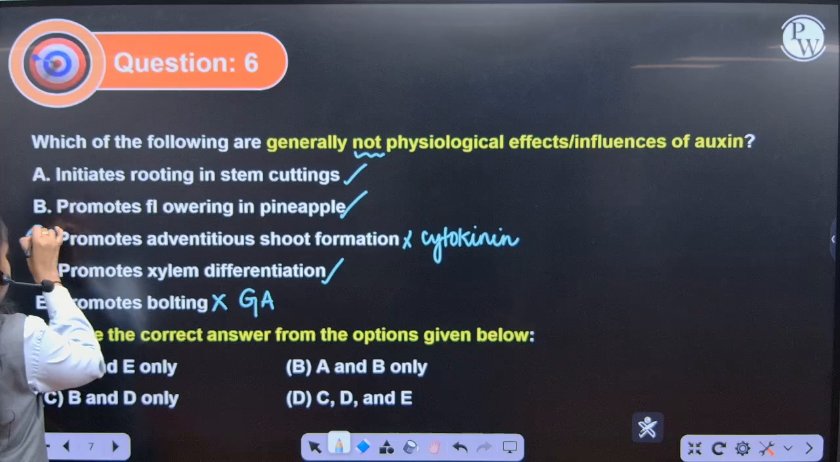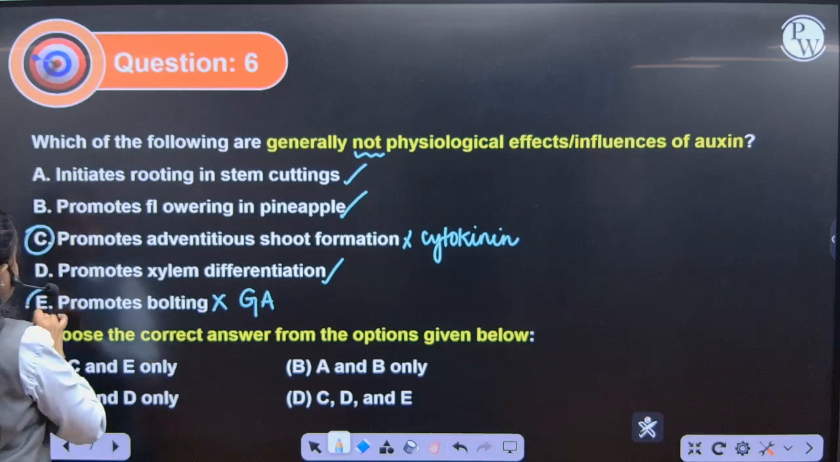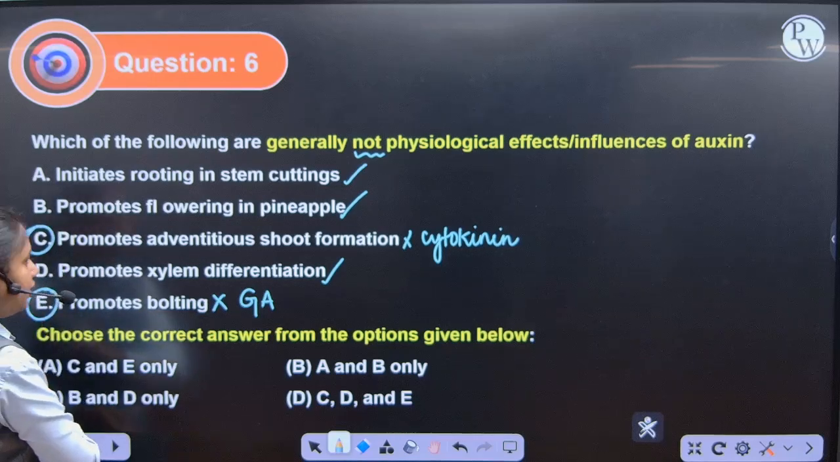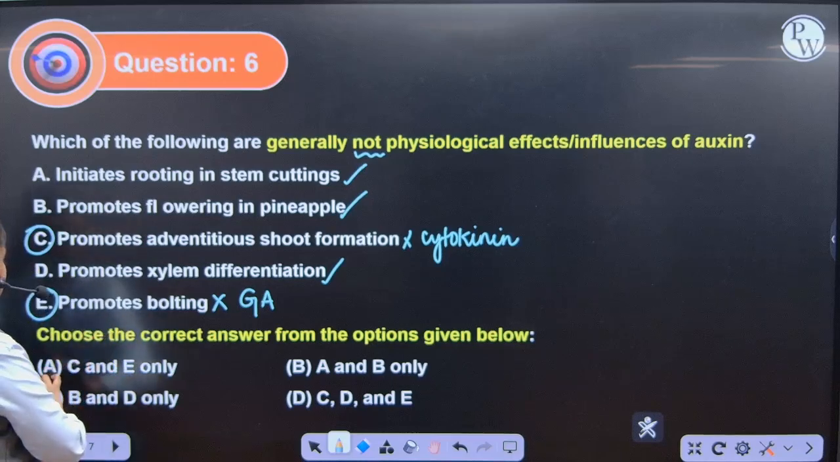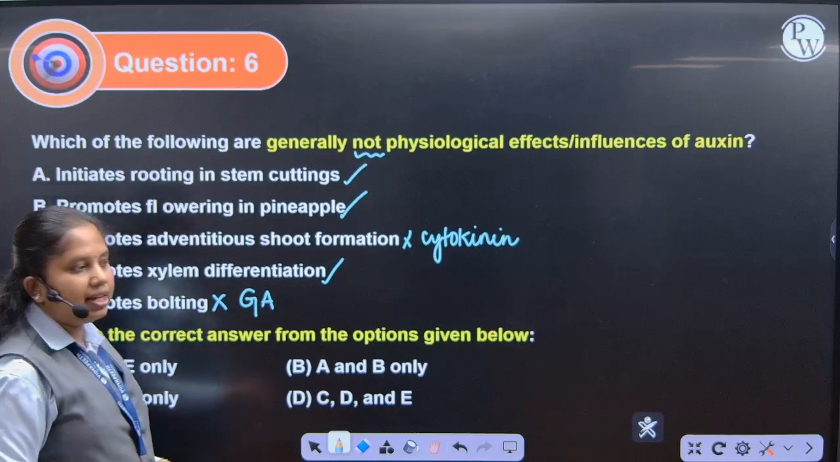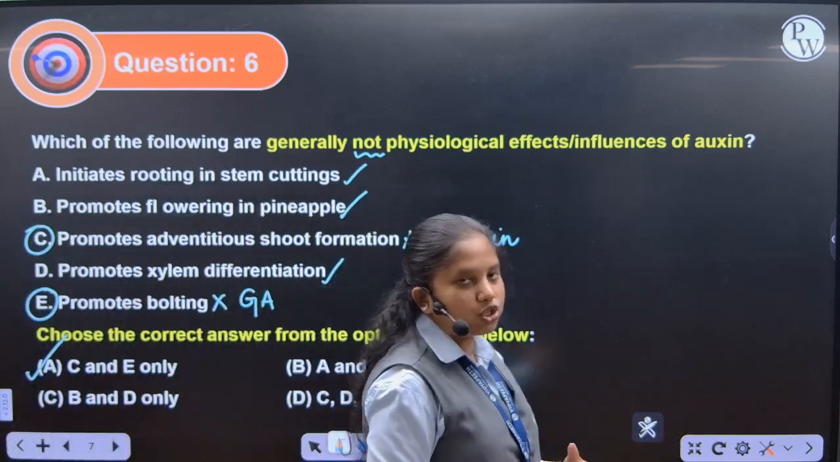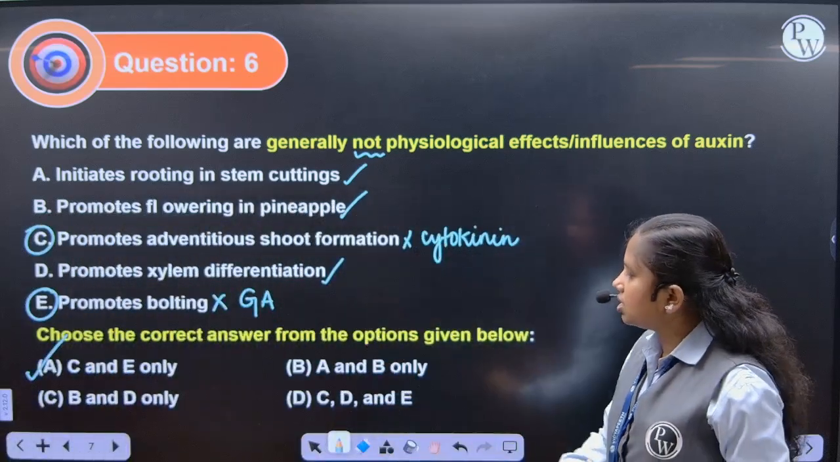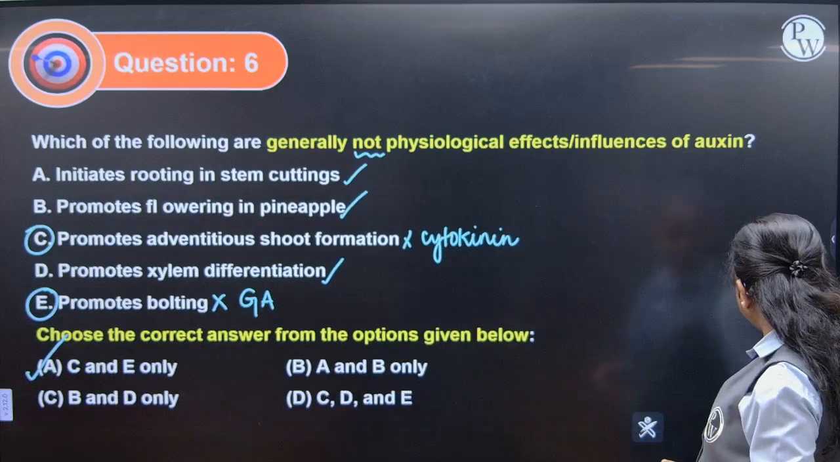We have C, which is not a physiological effect, and E, which is not a physiological effect. So the correct answer will be option C and E only.